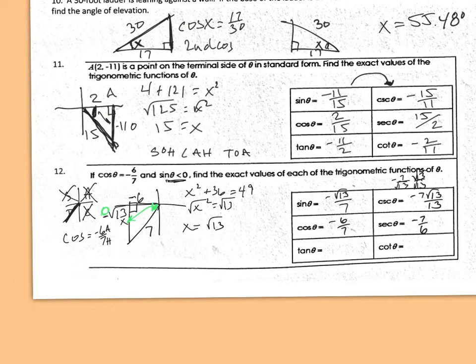Tangent is opposite over adjacent, so these are both negative. And you already know, right, all scholars take calculus. So tangent's positive there, so it kind of goes together with what we know to be true. And then when you flip this over, you get 6 over radical 13, and we have to rationalize it. So this is 6 radical 13 over 13.